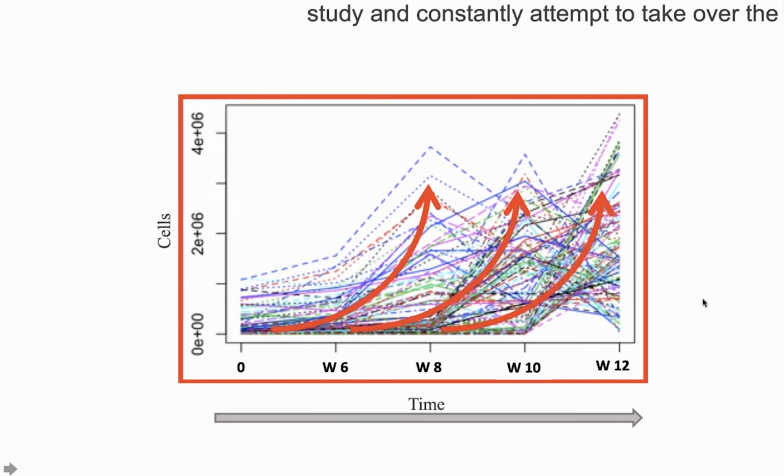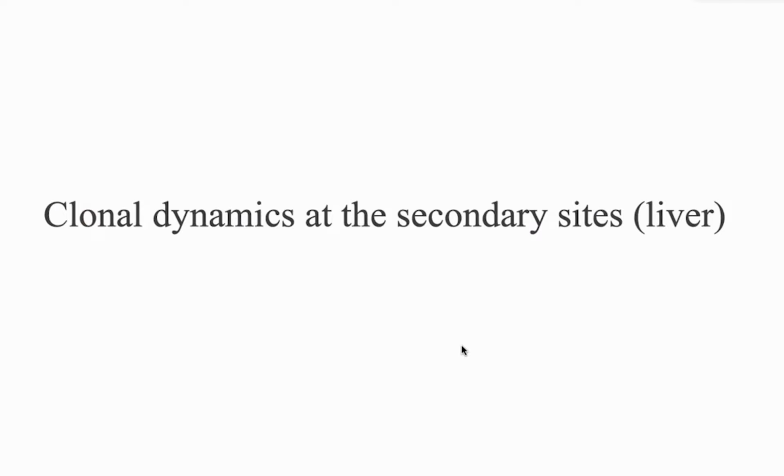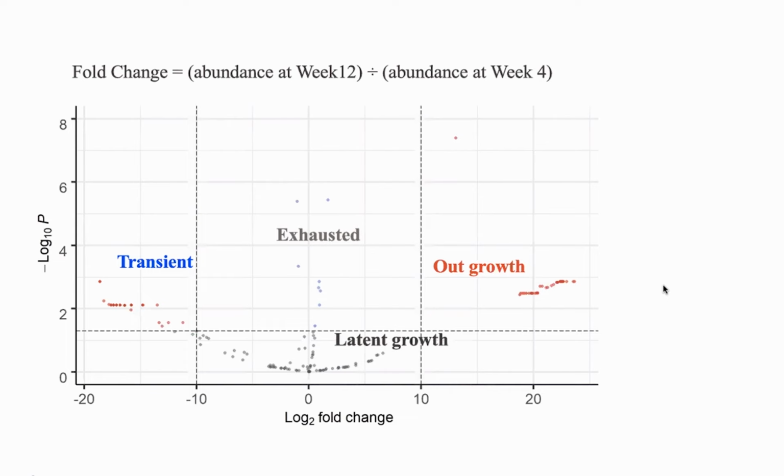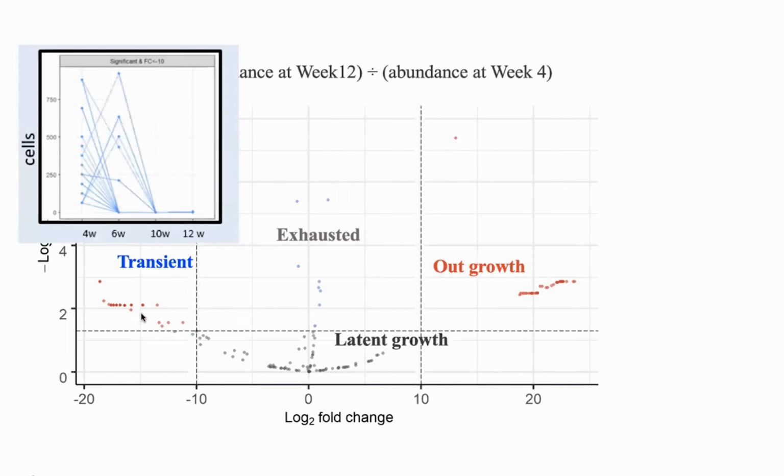Then we look at the clonal dynamics in secondary sites, specifically liver, and we found very interesting things there. Here we were performing a simple analysis, basically comparing the abundance of clones at week 12 with the abundance of clones at week 4. And we found many clones that sustain just transient seeding or colonization of the liver. So they are present at the beginning, but then over time they disappear.